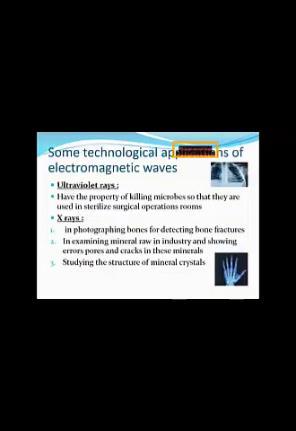And there are some technological applications of electromagnetic waves, such as ultraviolet rays. They have the property of killing microbes, so they are used to sterilize surgical operation rooms in hospitals. Secondly, X-rays are used in photographing bones for detecting bone fractures, and examining minerals in industry to show errors, pores and cracks in these minerals, and studying the structure of mineral crystals.